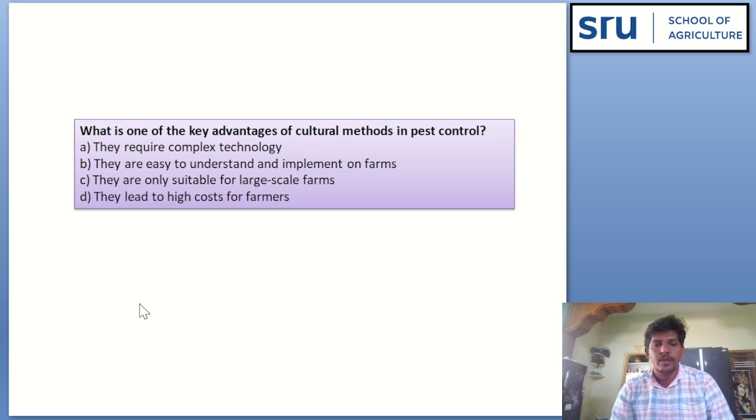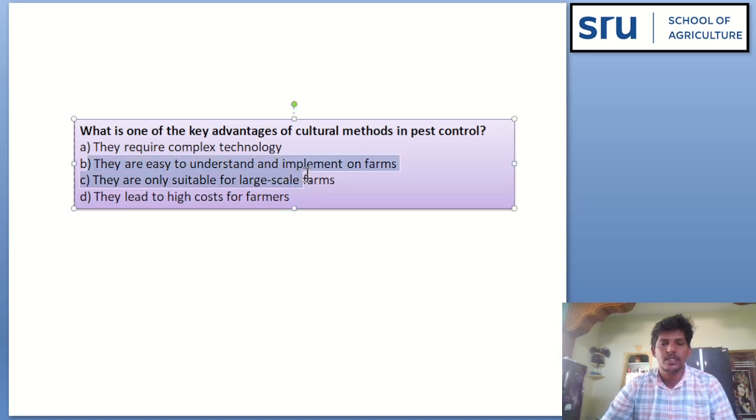What is one of the key advantages of cultural methods in pest control? A: They require complex technology. B: They are easy to understand and implement on farms. C: They are only suitable for large-scale farms. D: They lead to high cost for the farmer. Here the correct answer is that the key advantage of cultural methods is that they are easy to understand and implement on farms.